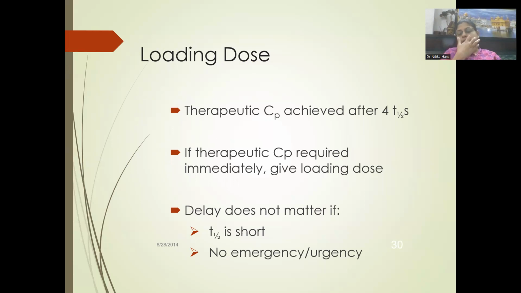Steady state plasma concentration is reached after 4 to 5 half-lives. Delay doesn't matter if half-life is short. If therapeutic plasma concentration is required immediately, give a loading dose, meaning we give the loading dose to reach the steady state plasma concentration. If the delay doesn't matter because the half-life is short, or if there is no emergency or urgency, we need not give the loading dose.